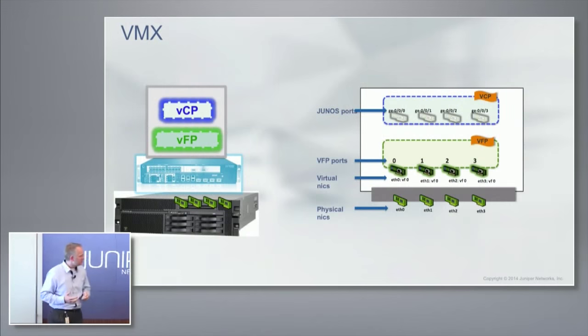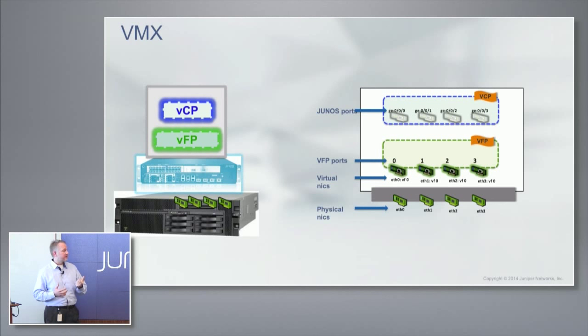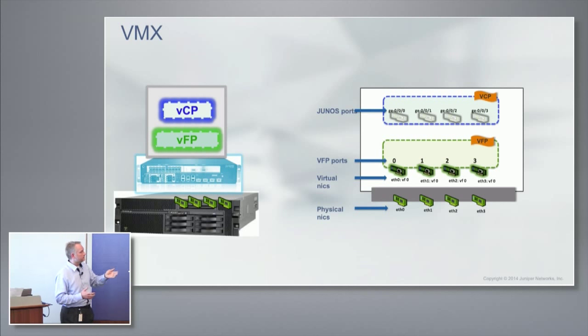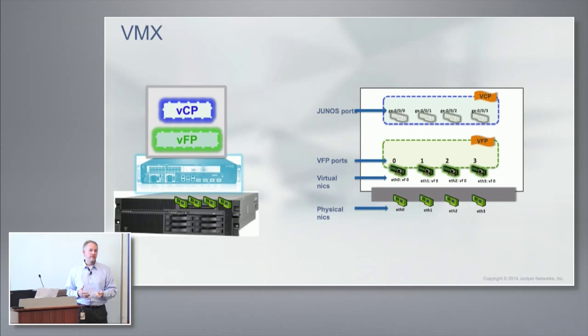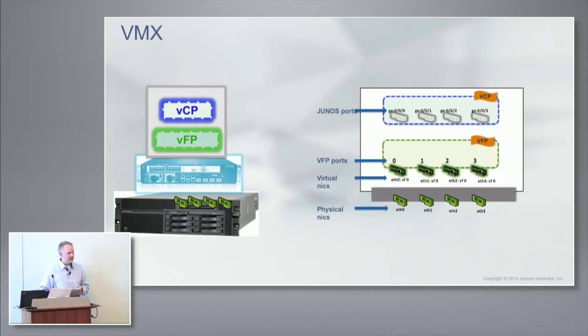So, next, the regular PFE image and how it works. It's a one-to-one relationship. We're not spending too much time on this slide. You see you have the Junos to port devices that are defined in the control plane, which map to VFP ports that are defined through our PFE infrastructure. And then they are mapped via libvirt to the SRIOV ports, yes, the virtual functions, which are tied directly to the physical interface.